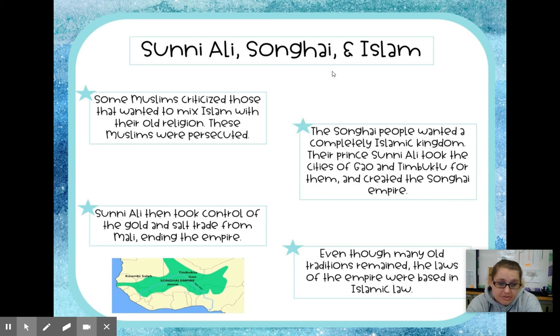So the Songhai people decided that they wanted a completely Islamic kingdom. They didn't want to have these people of other religions. They didn't want to have people mixing religions. And so Prince Sunni Ali, he was a prince of Songhai, the group of people called the Songhai. So he invaded the cities of Gao and Timbuktu and created the Songhai Empire. So now we have Mali and we have the Songhai. And in Mali, any religion is accepted. And in Songhai, it is only Islam.